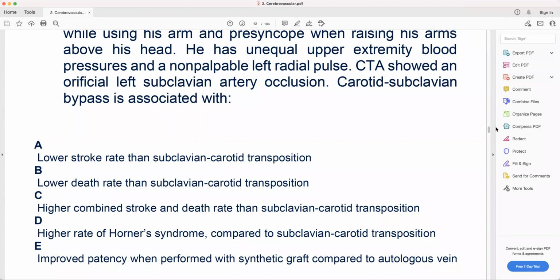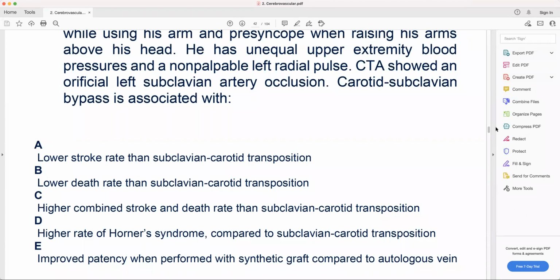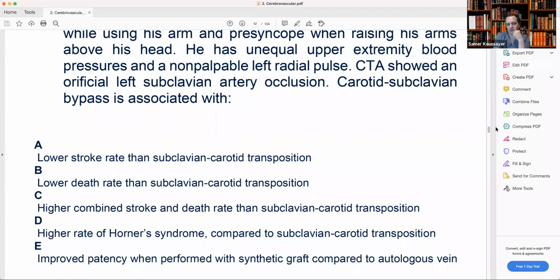Lower death rate than subclavian carotid transposition? This is also a no. C, higher combined stroke and death rate than subclavian carotid transposition? Also no difference. Higher rate of Horner syndrome compared to subclavian carotid transposition? This may be, no, correct. Just say no.